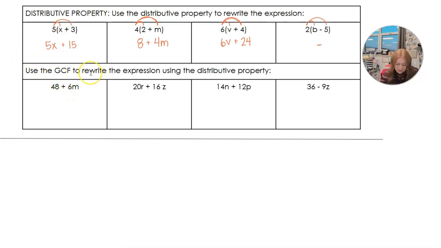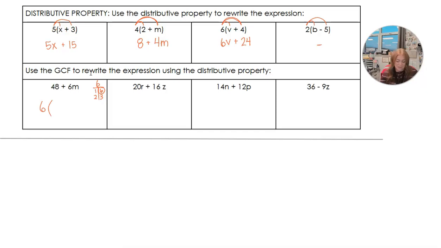So we're going to list factors of 6. So 1 and 6, 2 and 3, and then that's all of them. So I need to see which one 48 can divide by. Can 48 divide by 6? Let's check it out. 6, 12, 18, 24, 30, 36, 42, 48. Yes, it can go in there 8 times. So 6 is their GCF. So that's the number that we're going to put out in front of the parentheses. We pulled out a 6.